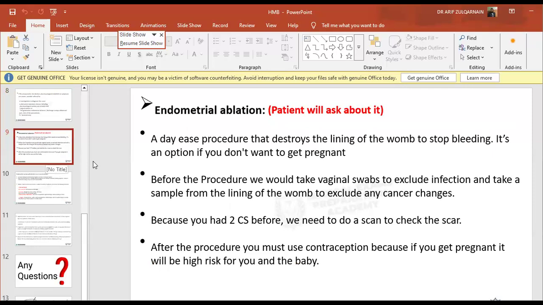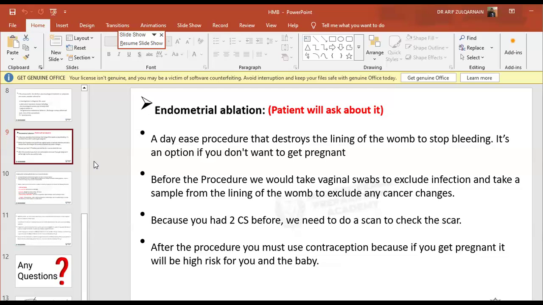Before this, we can discuss the endometrial ablation. The patient can ask about it. About the endometrial ablation, we can tell her that it's a day case procedure that destroys the lining of the womb to stop the bleeding, and it is an option if you don't want to get pregnant. But before the procedure, we will take vaginal swabs to exclude infection, and we will take a sample from the lining of the womb to exclude any cancer.